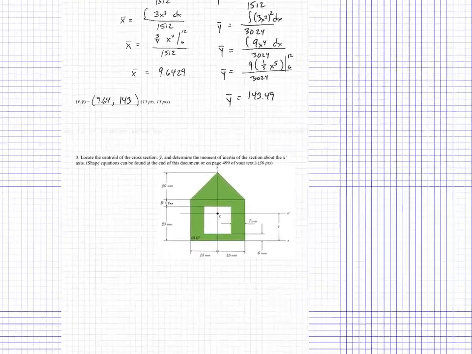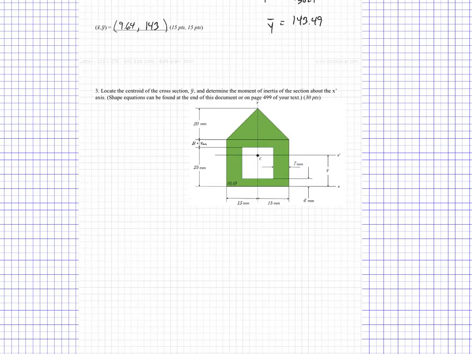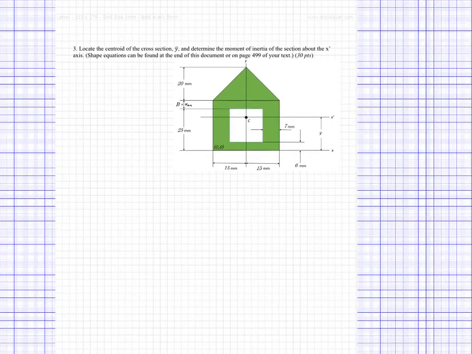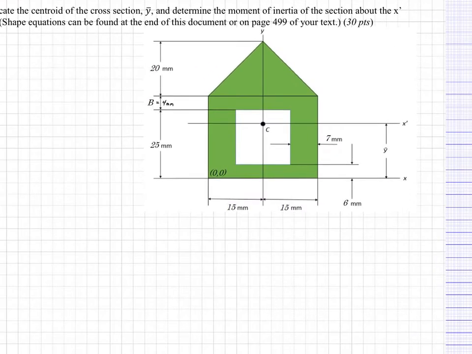All right, so let's roll on down. Oh, composite shapes. These are so boring. Sorry, these are not my favorite. Locate the centroid of the section y bar and determine the moment of inertia of the section around the x bar axis. Okay, so I've drawn the centroid on here for you. This particular piece of information right here was based on your student ID number, or somebody's student ID number anyway.